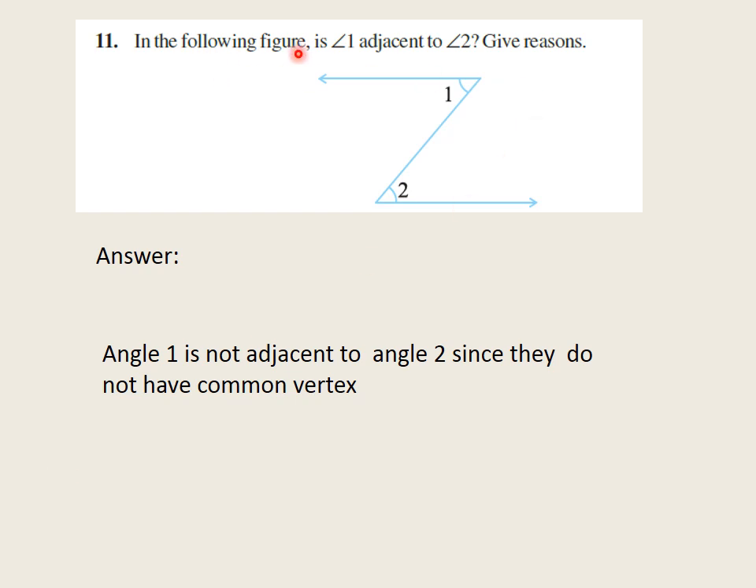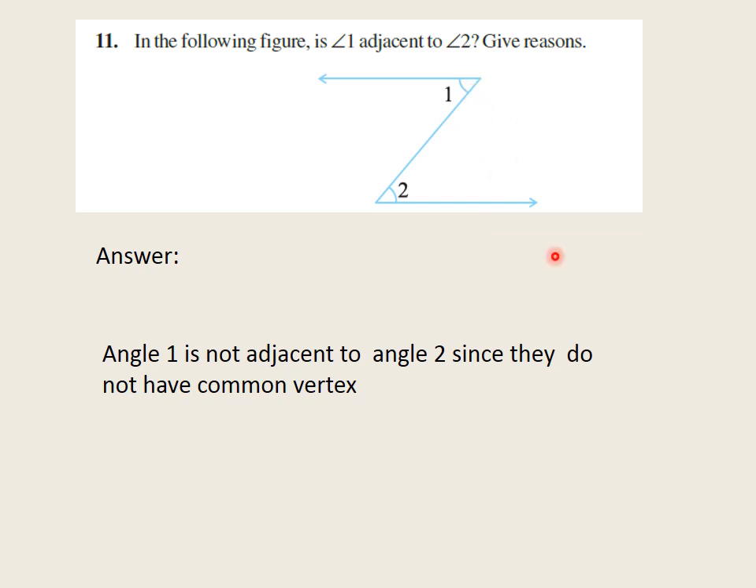In the following figure, is angle 1 adjacent to angle 2? Give reasons. Clearly they are not adjacent. You can say they are not adjacent because they are not neighbors. But what is the reason you will say that? Adjacent angles should have a common arm, and no common interior points.